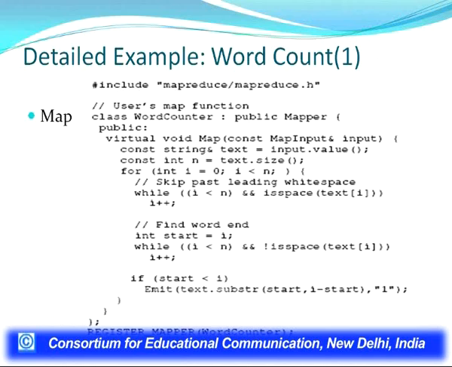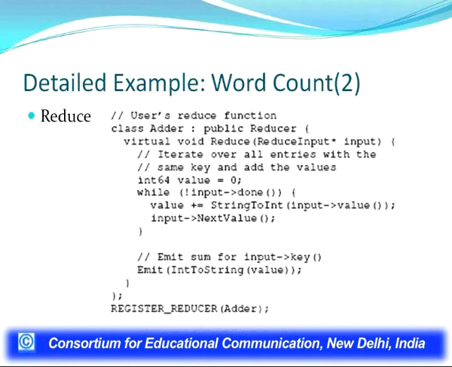Now, this was the area where map was designed, and now the same thing is going to be done in the reduce for word count too. Users define the reduce function: class Adder, public Reducer, virtual void reduce. It takes input, iterates over all entries with the same key, and adds the values. We will define it this way, and it will go up to register reducer Adder.